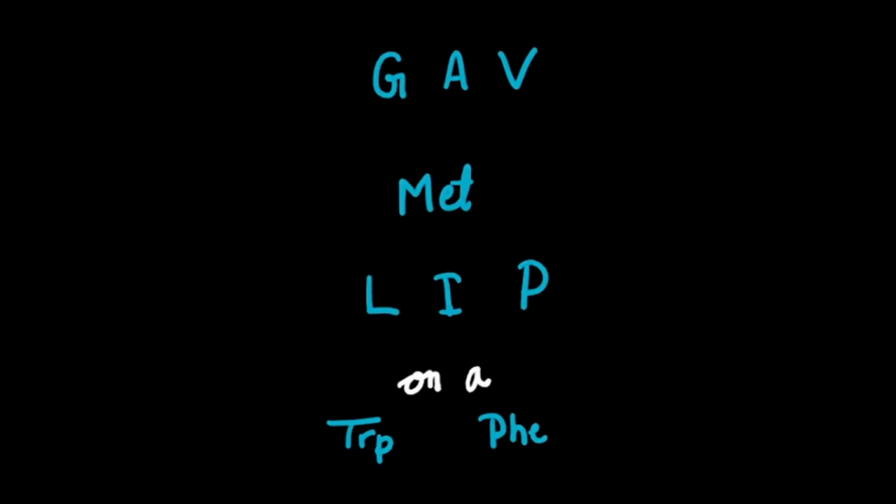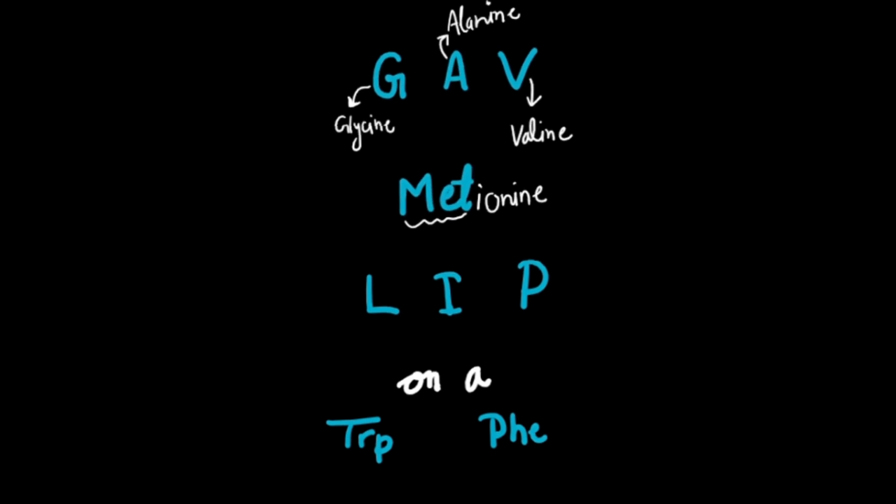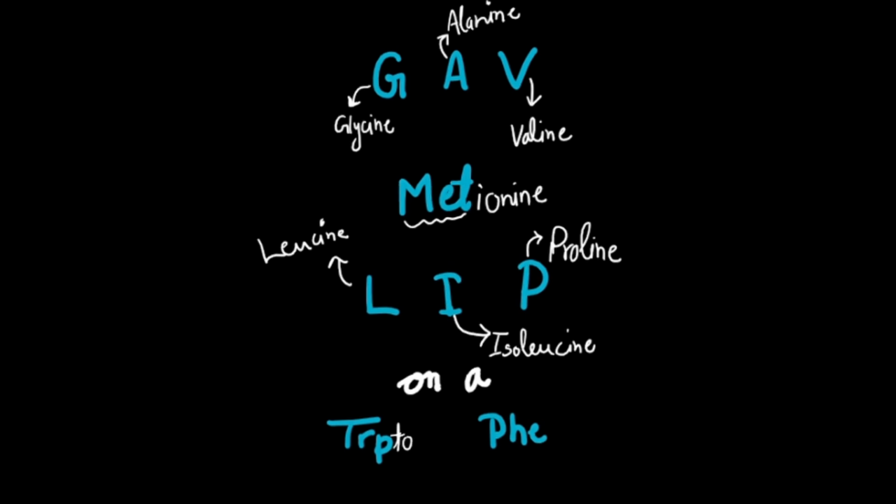Now let's list these amino acids one by one. First, the nonpolar side chain containing amino acids. The mnemonic was Gav met Lip on a trip to Philadelphia. G for glycine, A for alanine, V for valine, Met for methionine, LIP: L for leucine, I for isoleucine, and P for proline. On a is added as a filler. Trip for tryptophan, to Philadelphia. To is a filler, and Philadelphia is for phenylalanine. Gav met Lip on a trip.